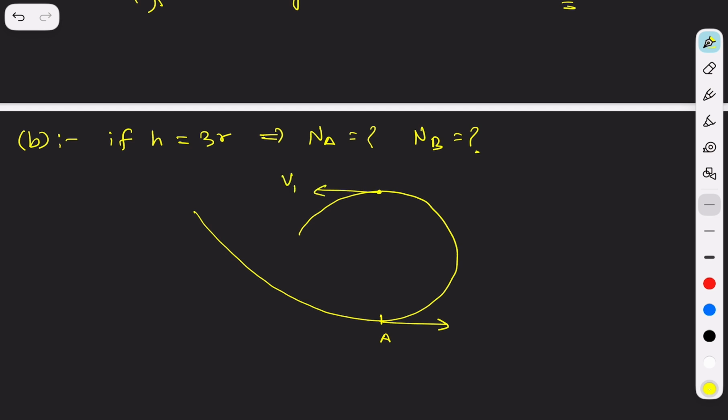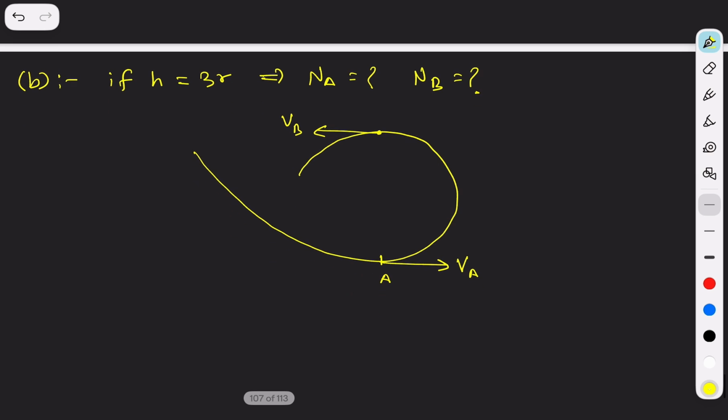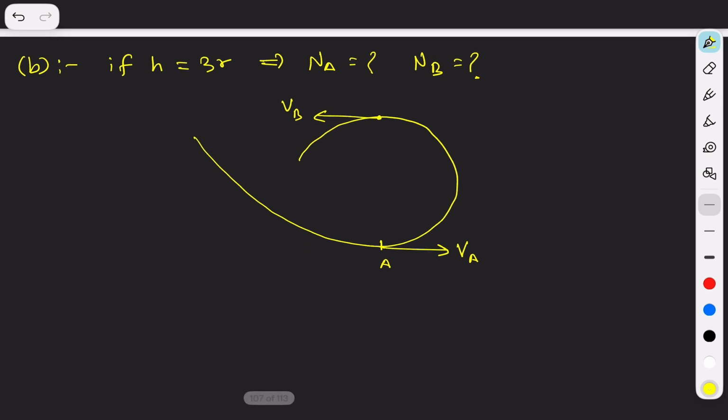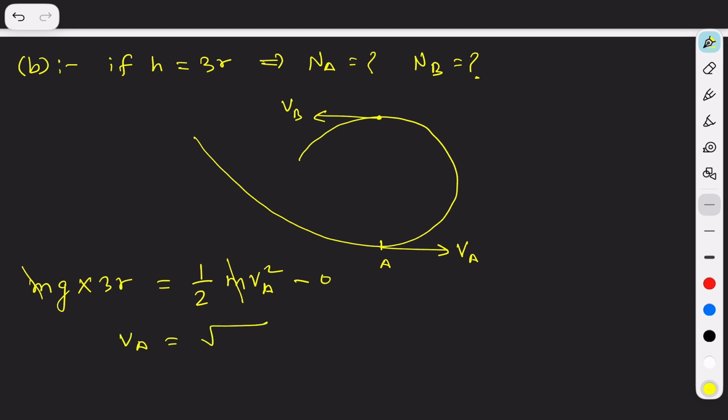Okay, so velocity A, if we want to find out, first we have to use the work-energy theorem again. If we apply the work-energy theorem, the work done is mg into 3r, because h is 3r. So mg into 3r is equal to the final kinetic energy, half m va square, minus 0. So from here, m cancels, and va is equal to root 6 gr.